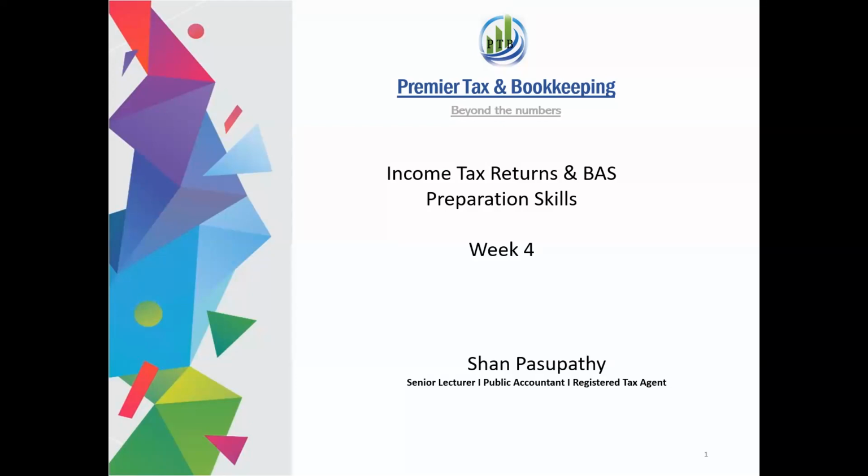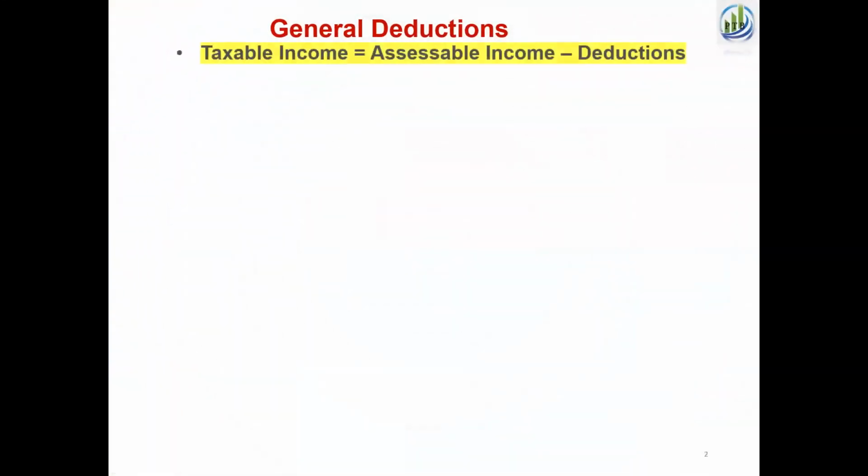Welcome to week 4. We are going to start today with deductions. Taxable income is equal to assessable income minus deductions. Whenever you increase your deductions, so if you reduce more expenses from your assessable income, your taxable income will go down. It means you are going to pay lower tax.